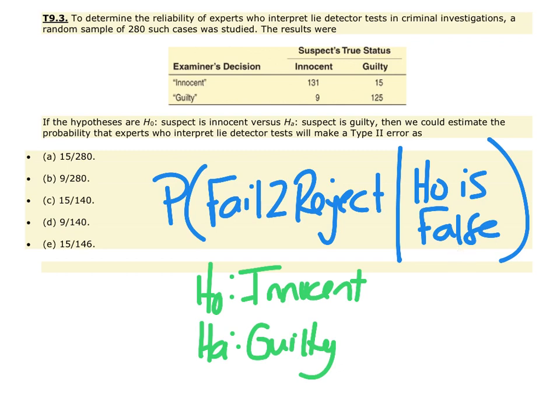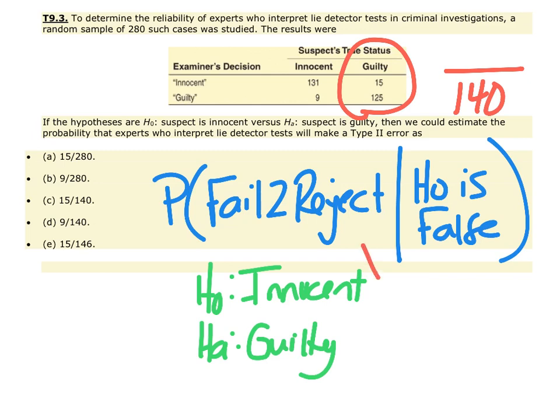Now, if you look at it in terms of that, H sub O is false. Well, H sub O is that you're innocent. So the true response would be if H sub O is false, that would mean the person was actually guilty. So in this case, we are looking out of the entire group of the 140 people. Now, of those, are we talking about the 15 or the 125?